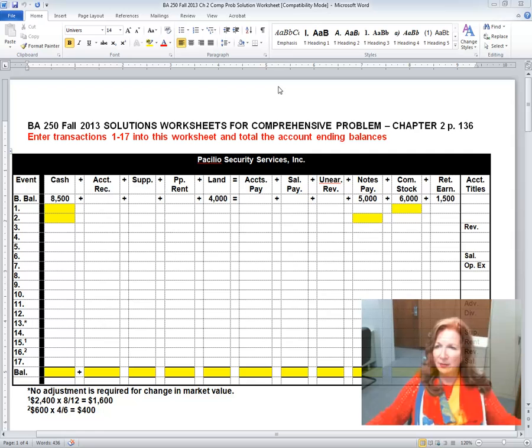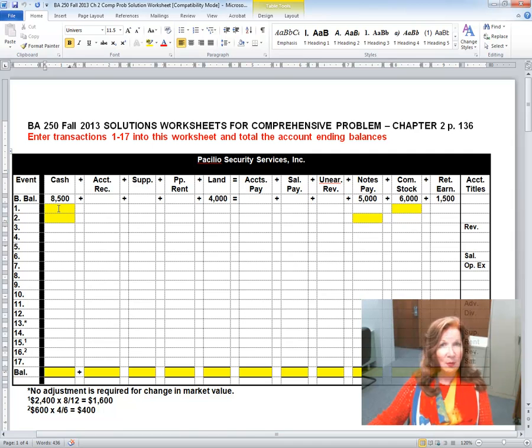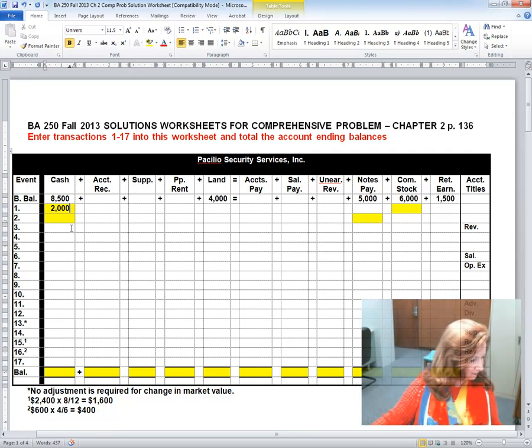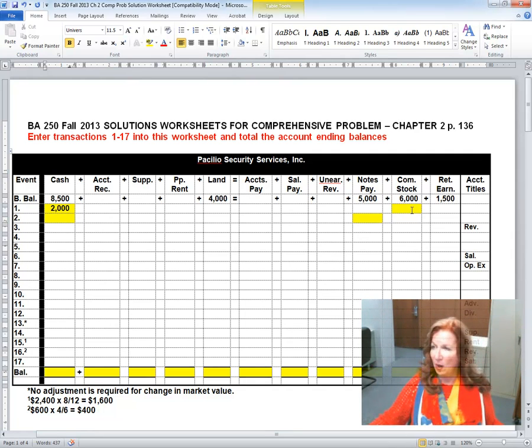So you are required to come over here on event 1, and under cash, put in $2,000. Then it was for the sale of common stock, so we want to go all the way over to common stock and put in $2,000, because then we have that line of the equation in balance: $2,000 in cash going up and $2,000 in common stock going up. So that's the entry for the first transaction.